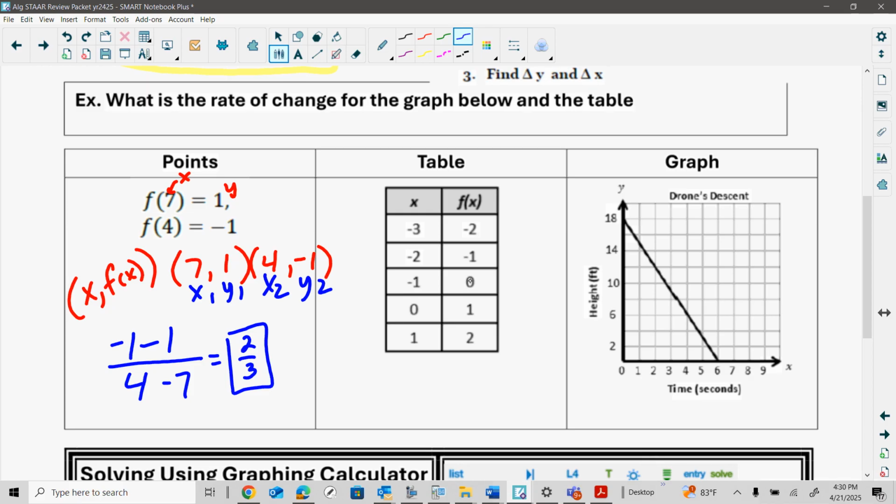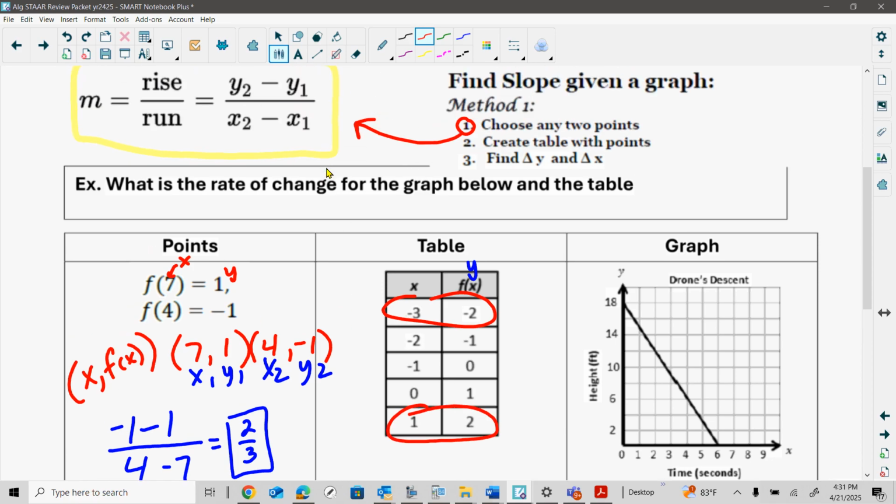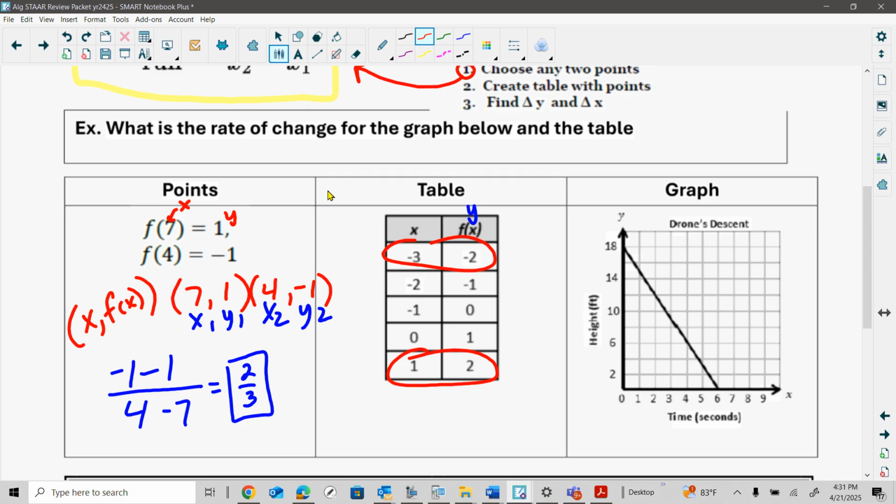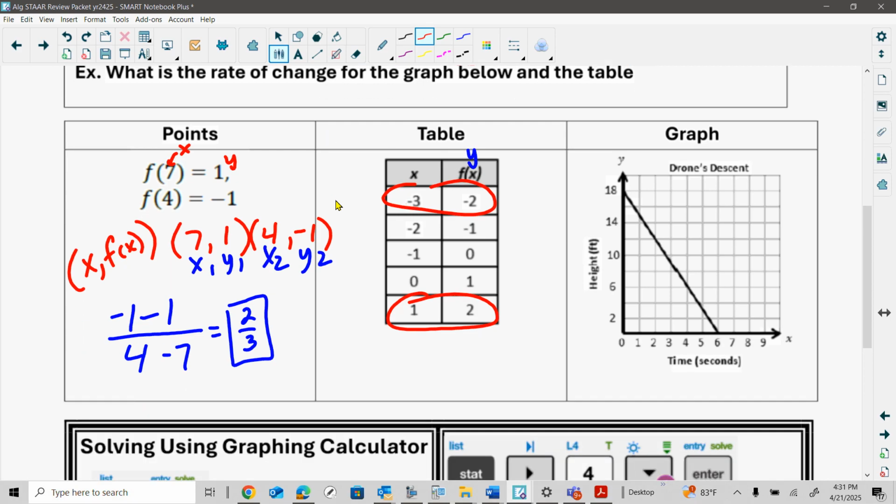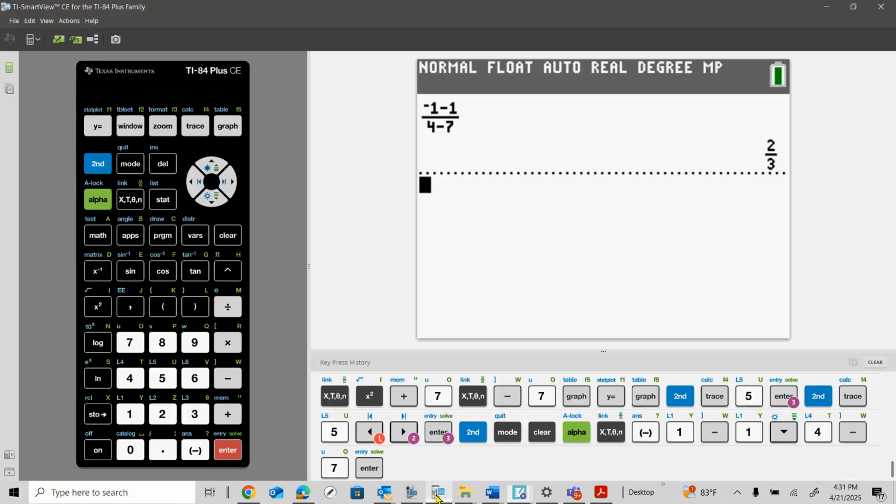If they give you a table of x and f of x, remember your f of x is the same as y. You want to pick 2 points. You can do the first 2 points, or the first and the last point. It doesn't matter, it's all going to come out the same, but you have to use your formula. Now we will talk about how you could possibly do a list. Let's just practice setting up the formula. The y's come first. So if I do first and last, this would be 2 minus negative 2 over 1 minus negative 3. And then we type that in our calculator.